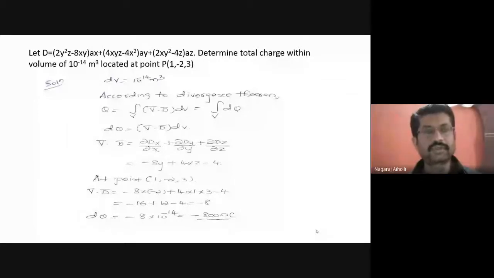Let D is equal to (2y square z minus 8xy) ax bar plus (4xyz minus 4x square) ay bar plus (2xy square minus 4z) az bar. Determine total charge within the volume of 10 raised to minus 14 meter cube located at the point P of 1 comma minus 2 comma 3. Quickly note down the problem statement.